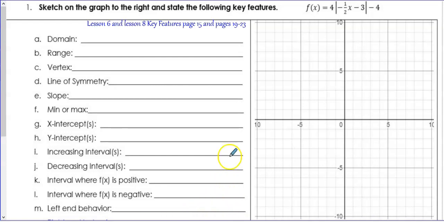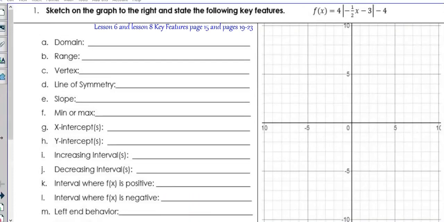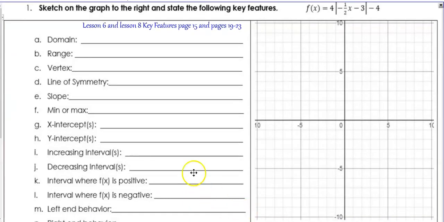As I go through each of the sections, if you'll notice up at the top, I'll put the lesson that this section correlates with, as well as the page numbers in your notes, so you can go back and look at that if you need to. So as you can see, our first section is from Lesson 6 and Lesson 8, and it covered page 15 and also pages 19 through 23.